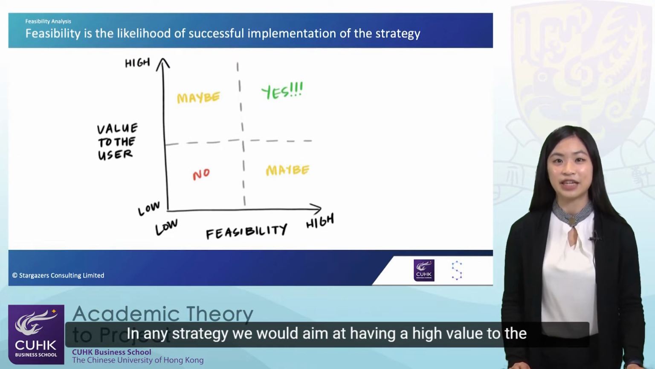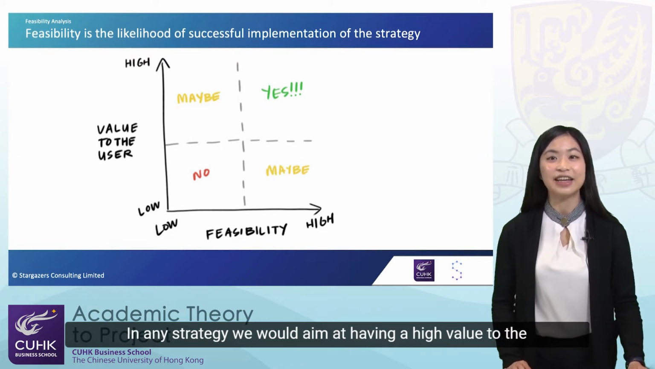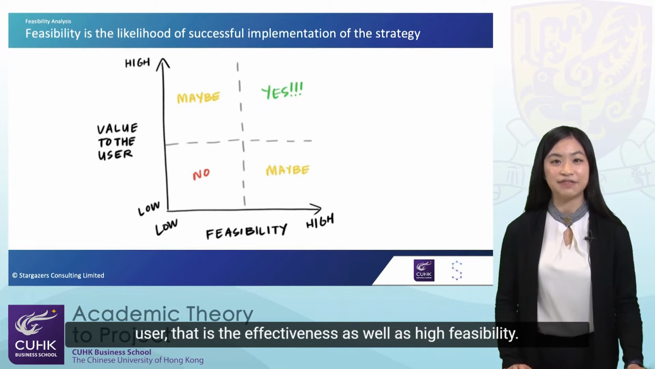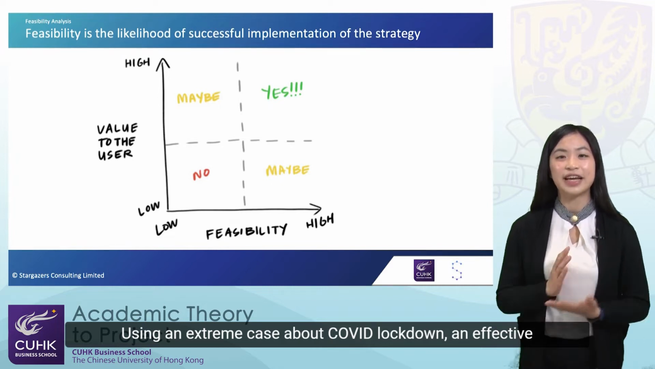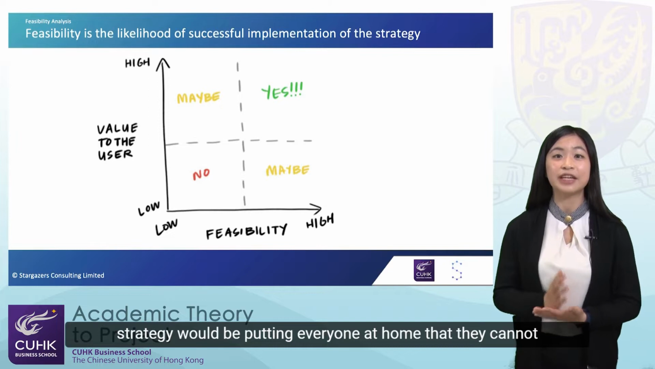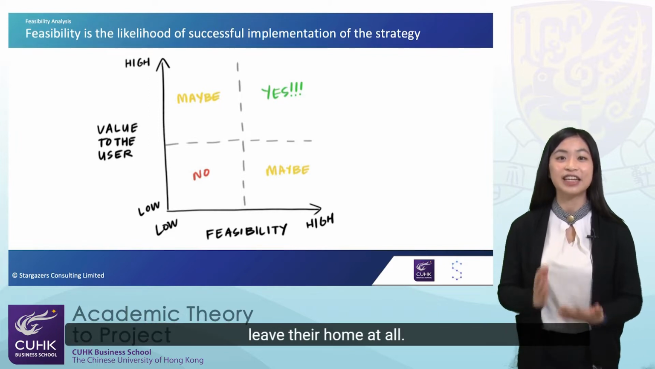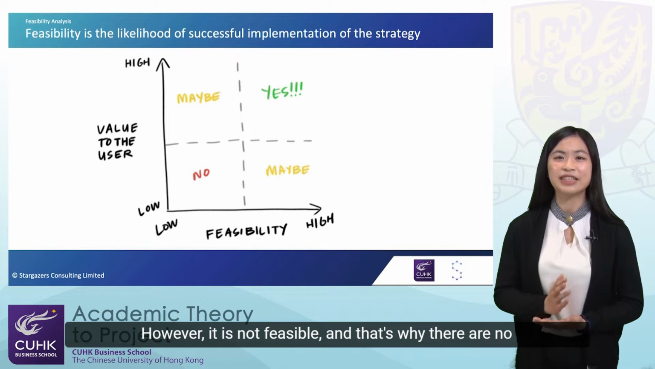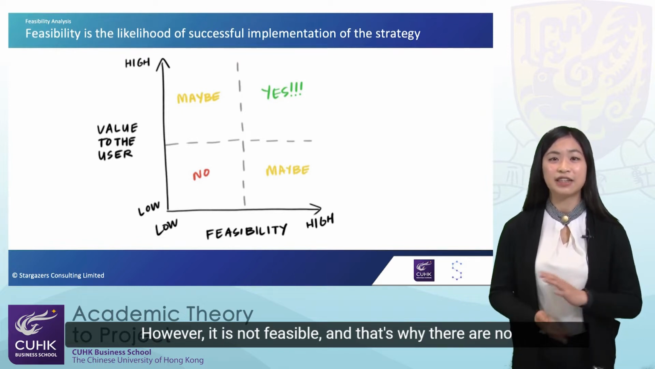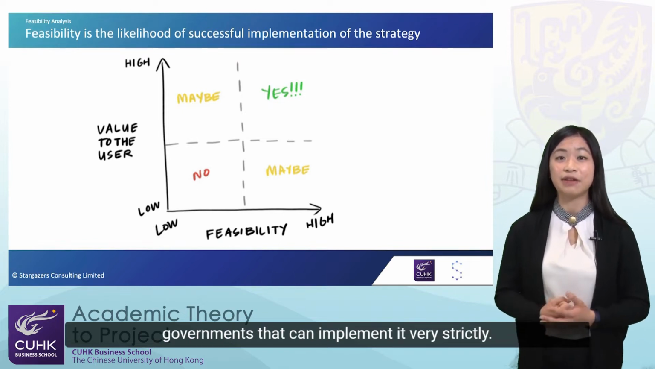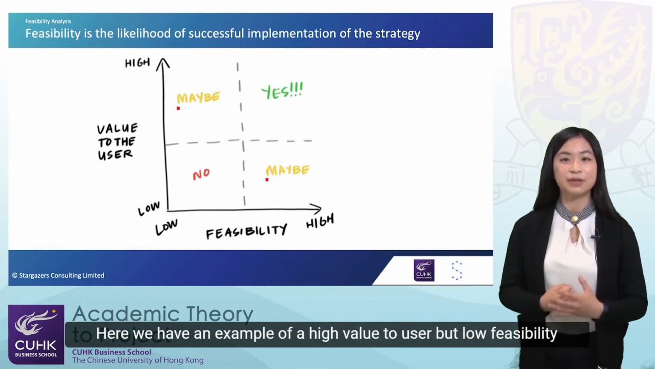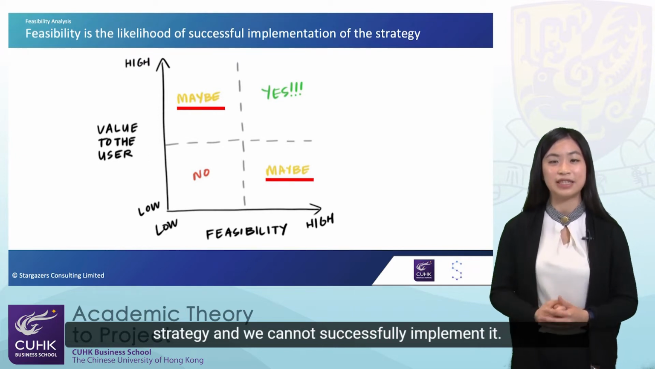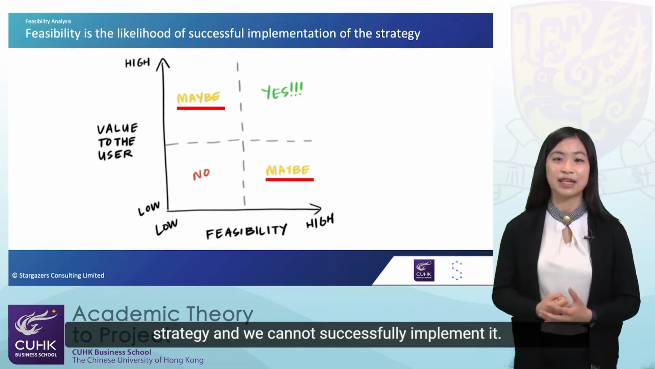In any strategy, we would aim at having a high value to the user, that is the effectiveness, as well as high feasibility. Using an extreme case about COVID lockdown, an effective strategy would be putting everyone at home so that they cannot leave their home at all. However, it is not feasible, and that's why there are no governments that can implement it very strictly. Here we have an example of a high value to user but low feasibility strategy, and we cannot successfully implement it.